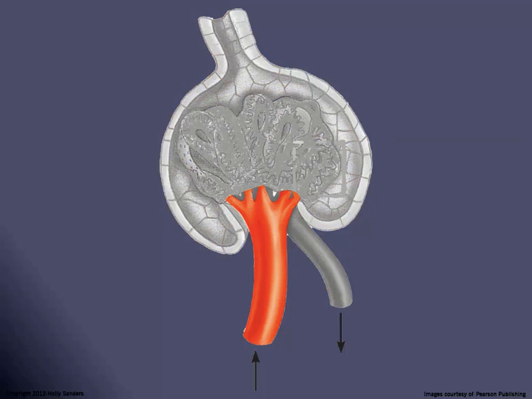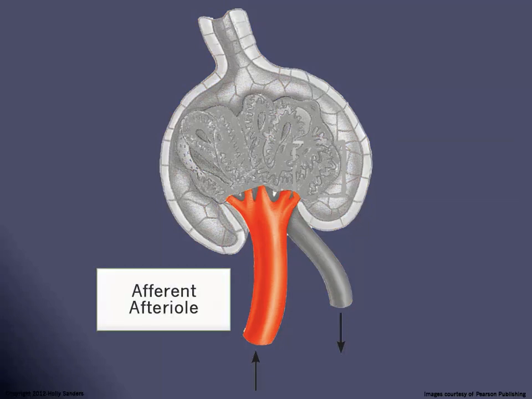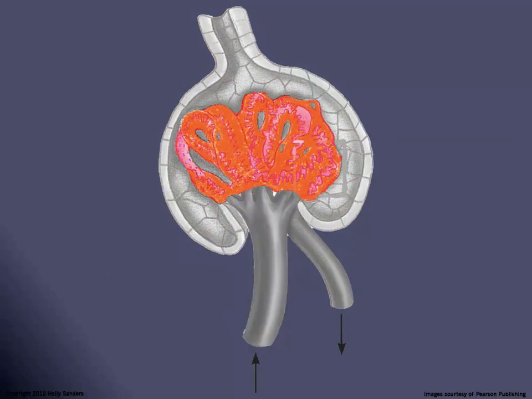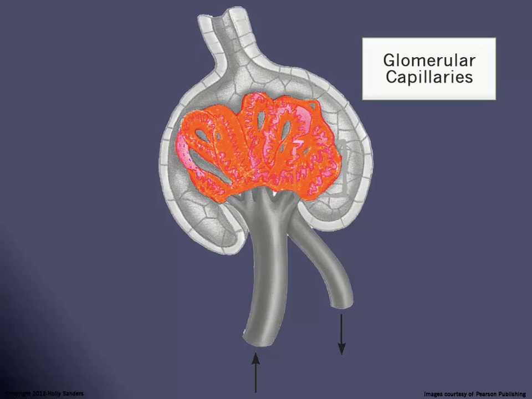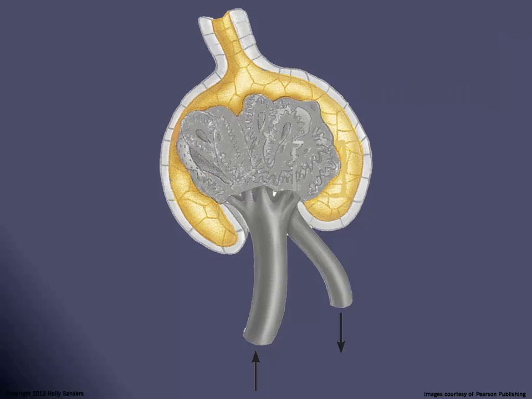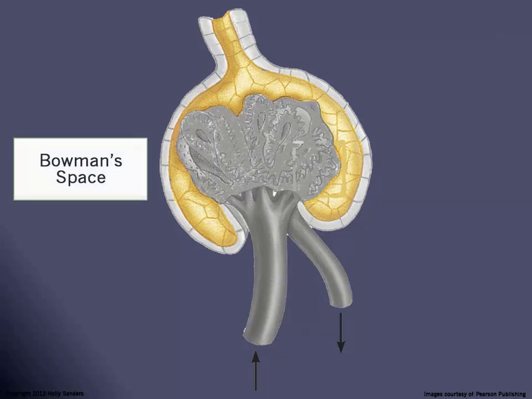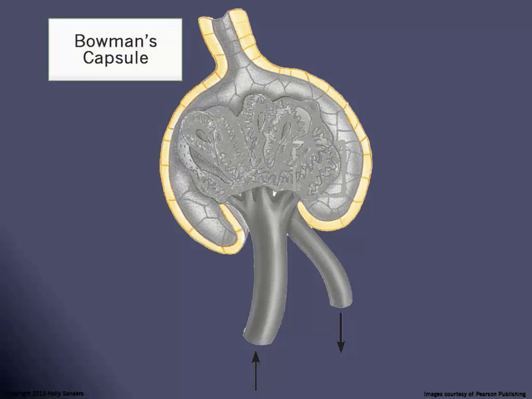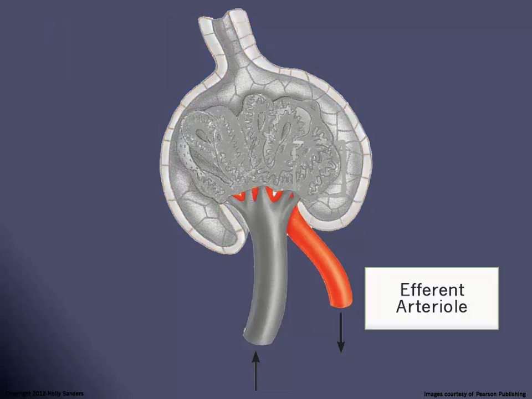Let's look at the basic function of the glomerulus. First, blood enters the afferent arteriole, and then it goes into the glomerular capillaries. The capillaries separate blood into plasma and formed elements. The plasma, which is now called filtrate, enters Bowman's space and then goes into Bowman's capsule. The formed elements exit the glomerulus through the efferent arteriole.